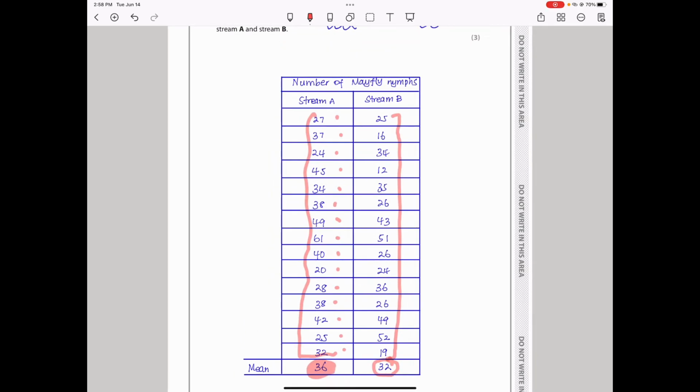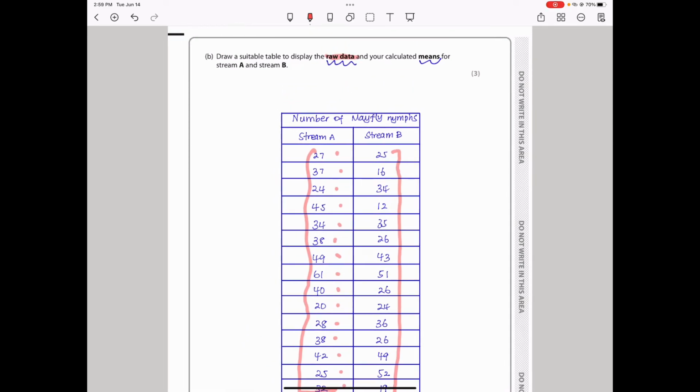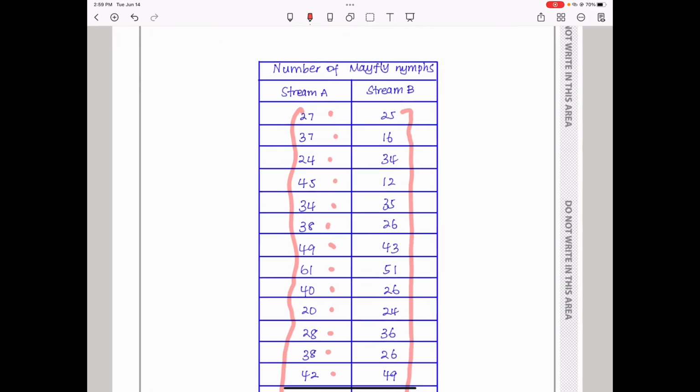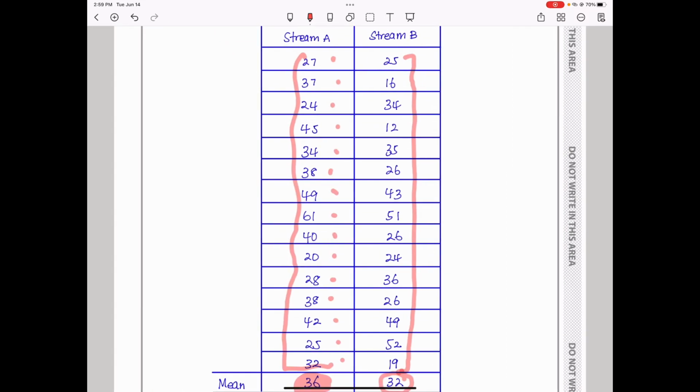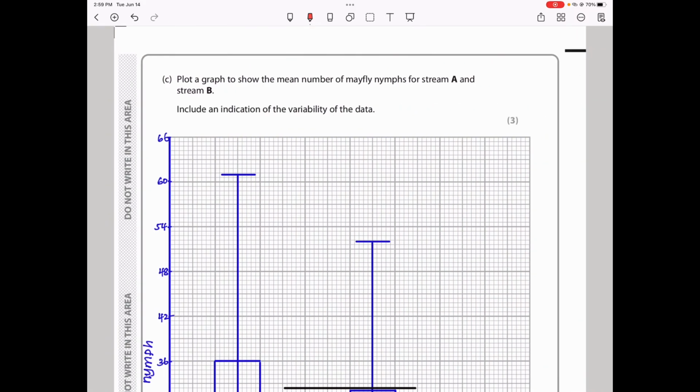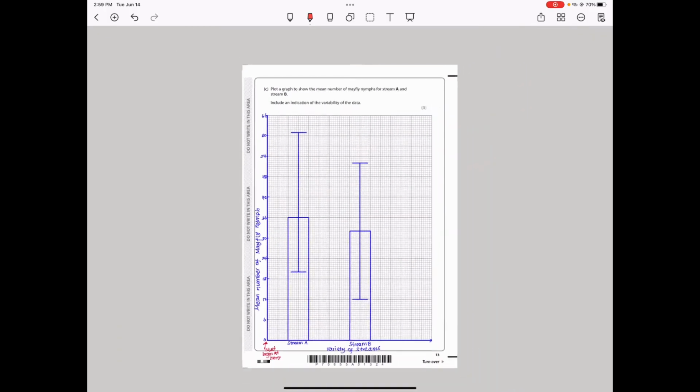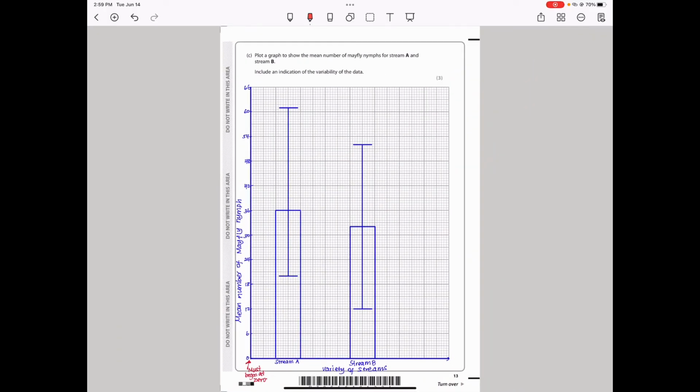And remember they told you to show the raw data, so the data has to be shown exactly as it was presented, in that right order. I will continue to the next part. The next part says, again, I'm going to make it smaller so that you guys can see my graph.